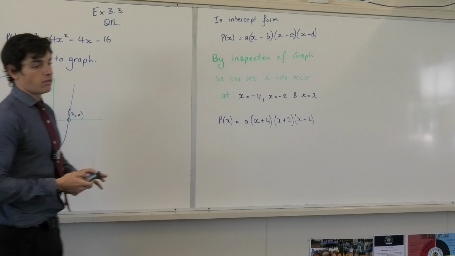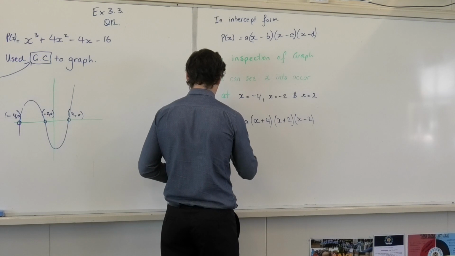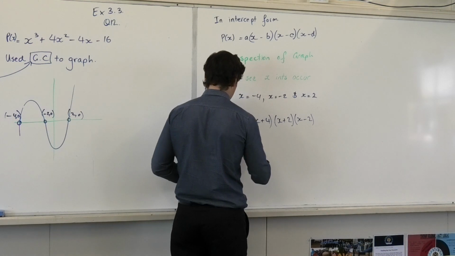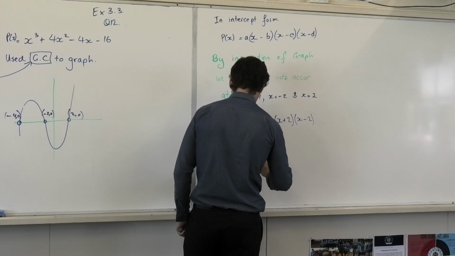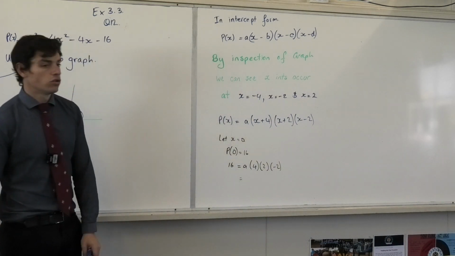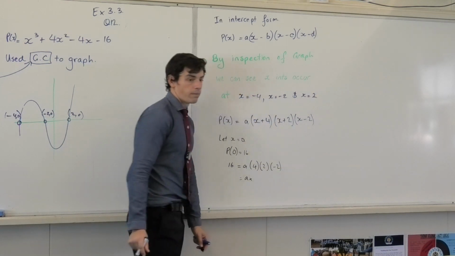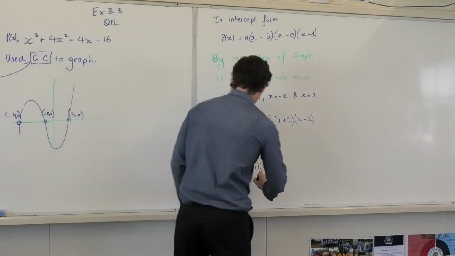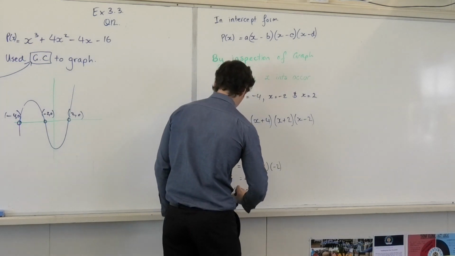So give me another point. 0, negative 16. I like it. So let x equal 0. And we know that p(0) equals negative 16. So negative 16 equals a times 4 times 2 times negative 2. What is 4 times 2 times negative 2? Negative 16. So a equals negative 16 divided by negative 16, which equals?